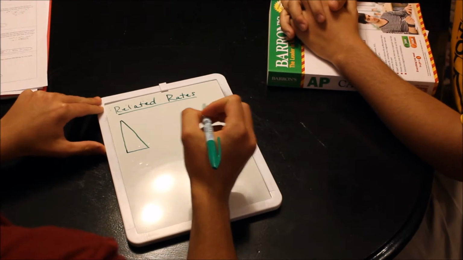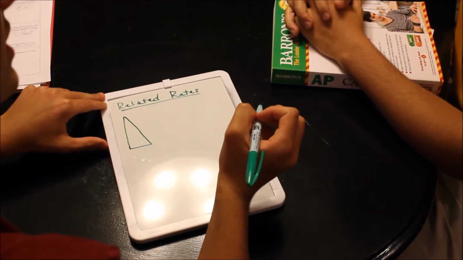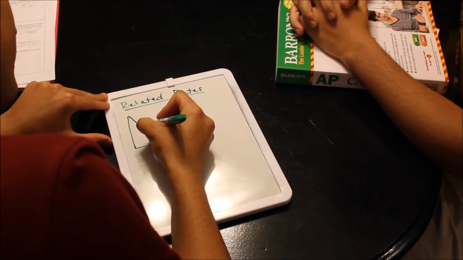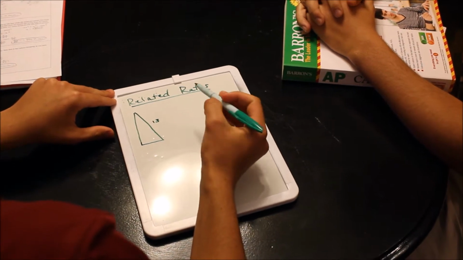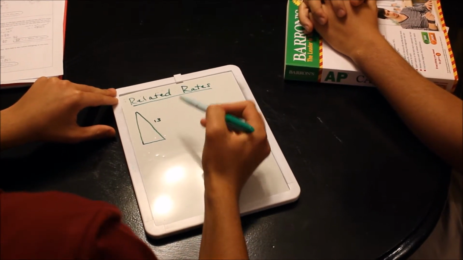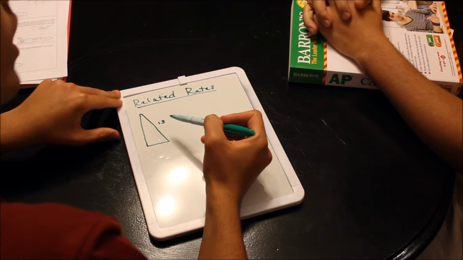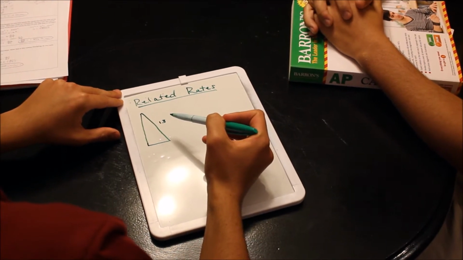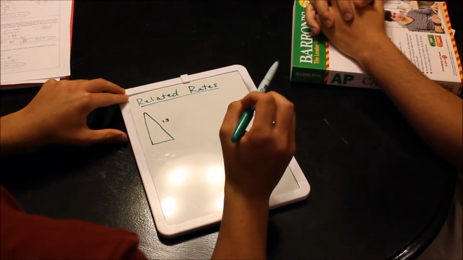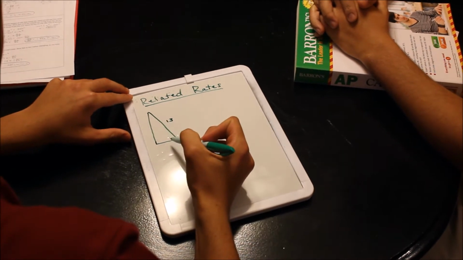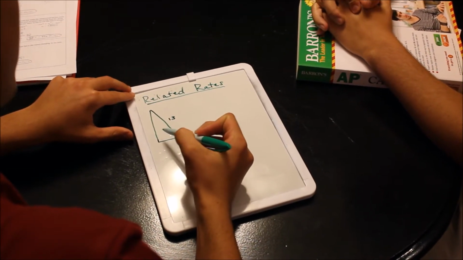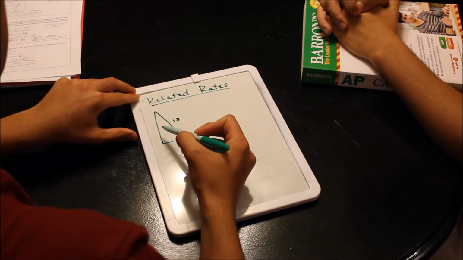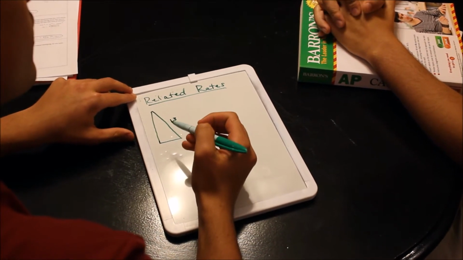Okay, let's say we have a 13-foot ladder resting against a wall. Here's our ladder, here's our wall. And the ladder slides down an exterior wall at a rate of 1 foot per second. How fast is the distance between the base of the ladder and the base of the wall changing in feet per second when the base of the ladder is 5 feet from the wall?